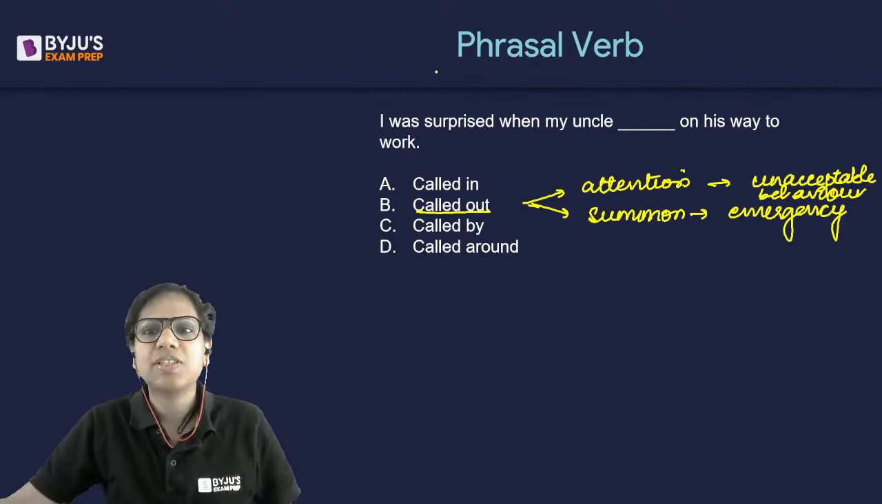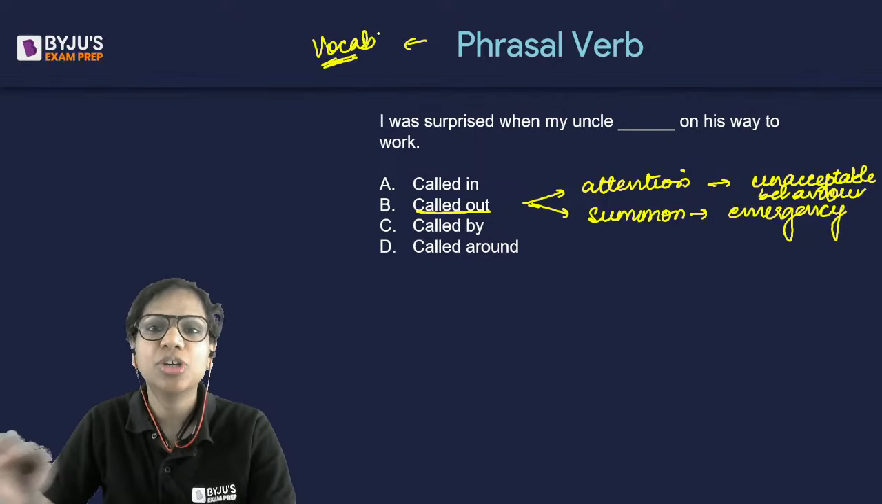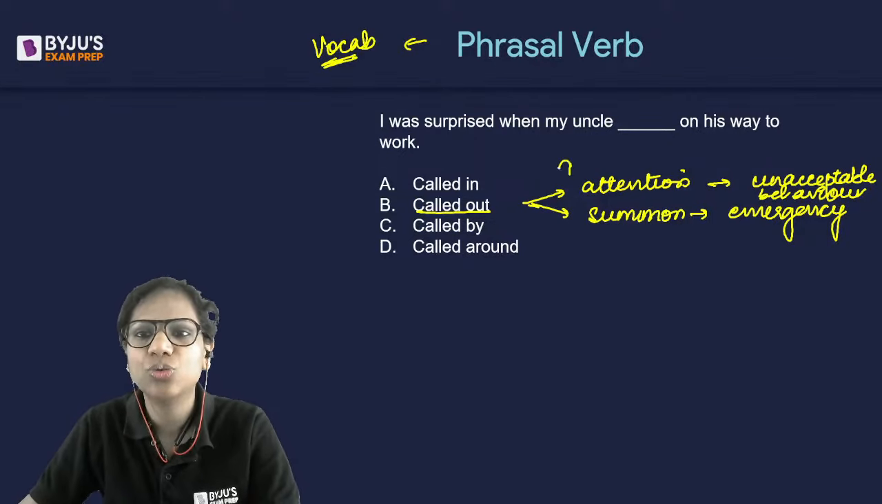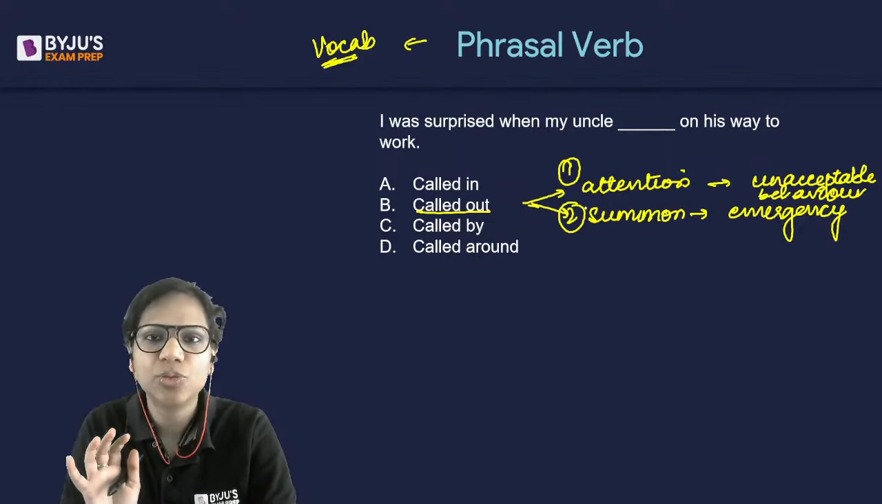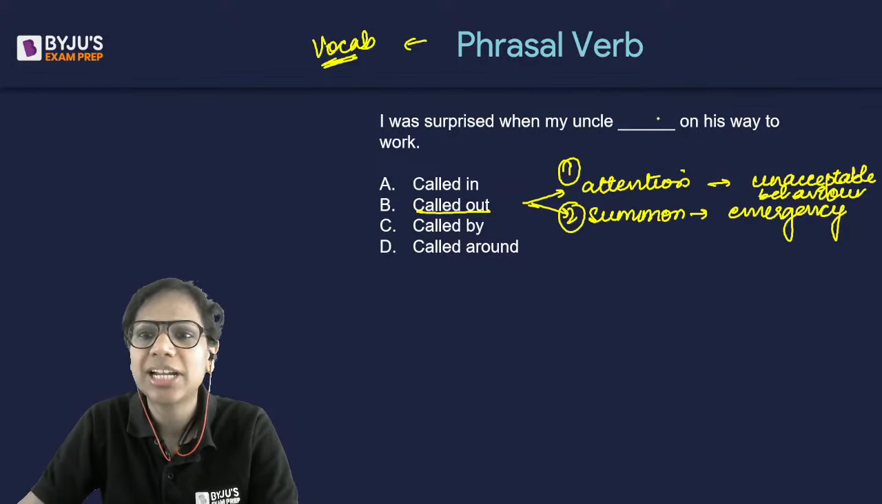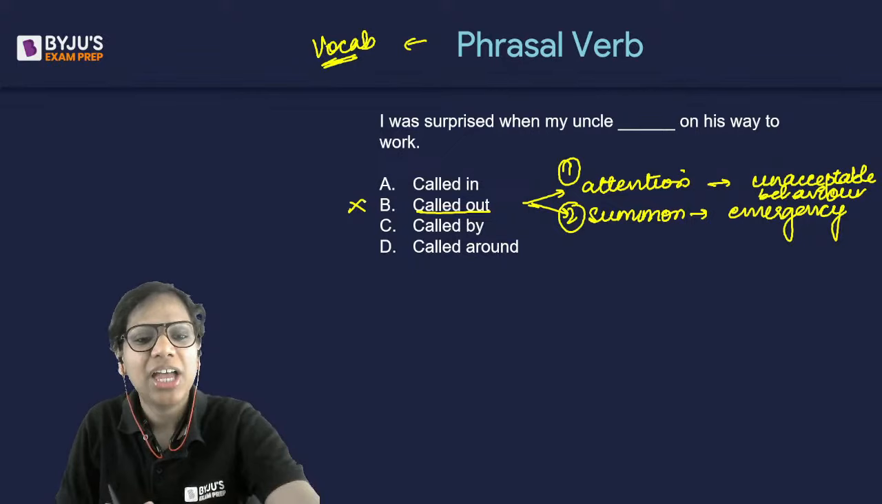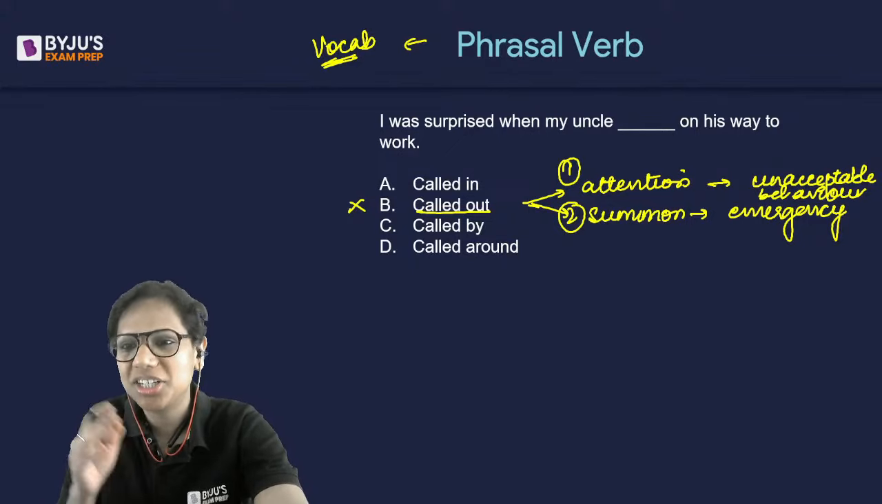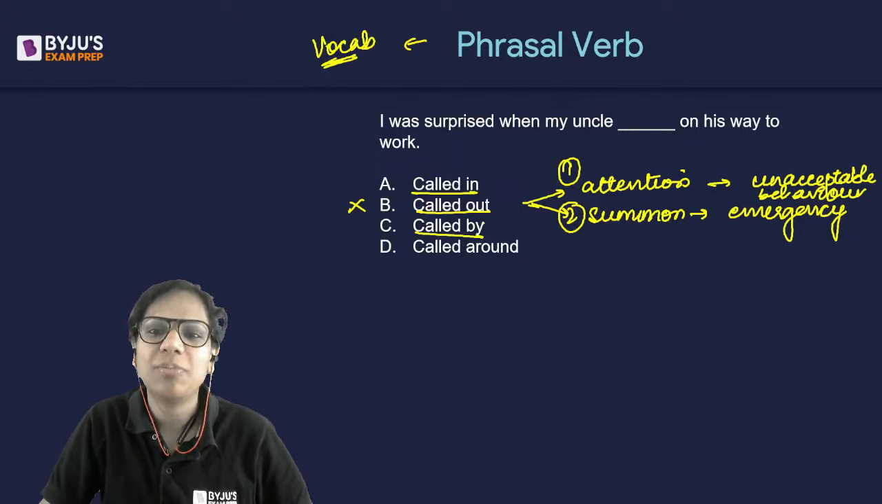So, phrasal verbs are a part of vocabulary. They are not a part of grammar because they have fixed meaning. So these are the two most popular meanings of call out. And this is the context in which it is used. You can't use it in some other context. So that's why my uncle called out on his way to work is incorrect. Okay. I actually thought that you would get confused between A and C. Call in versus call by.